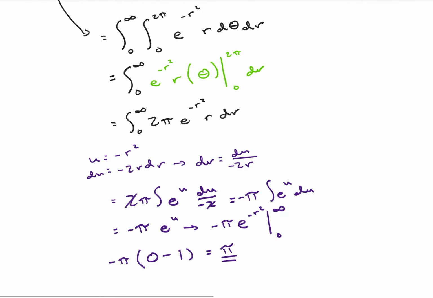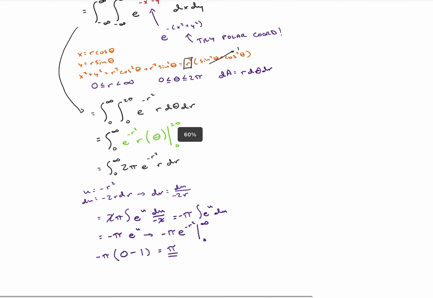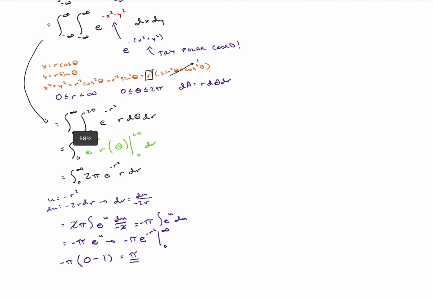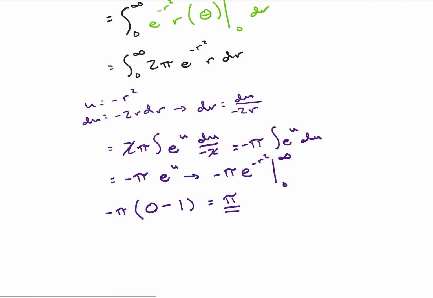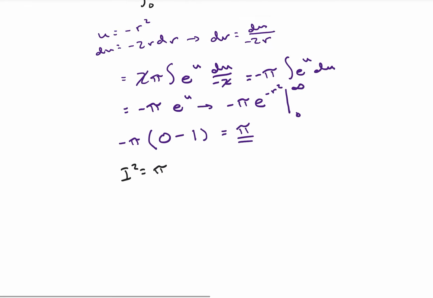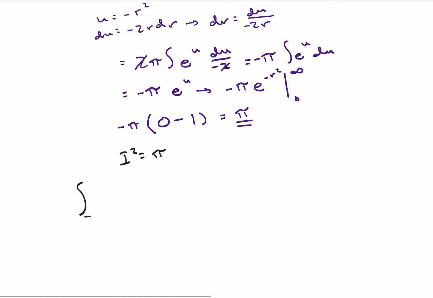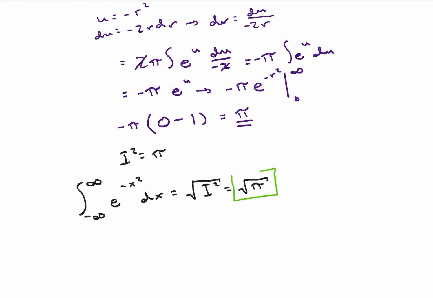Remember what we just did is we solved I squared. If we look all the way back up, we can see that what we originally did was look at I squared. So I know that I squared is equal to pi. And what we originally said is that my Gaussian, the integral from negative infinity to infinity of e to the negative x squared dx, was equal to the square root of I squared, which is the square root of pi. And that's how we come to our solution, that the Gaussian, when we evaluate it, is equal to the square root of pi.